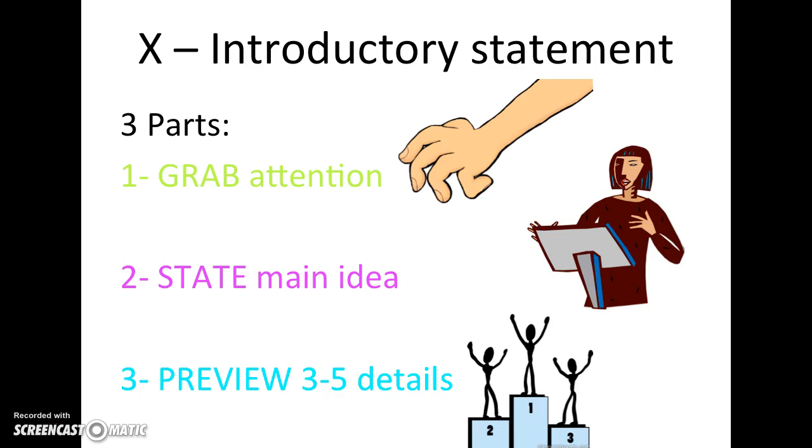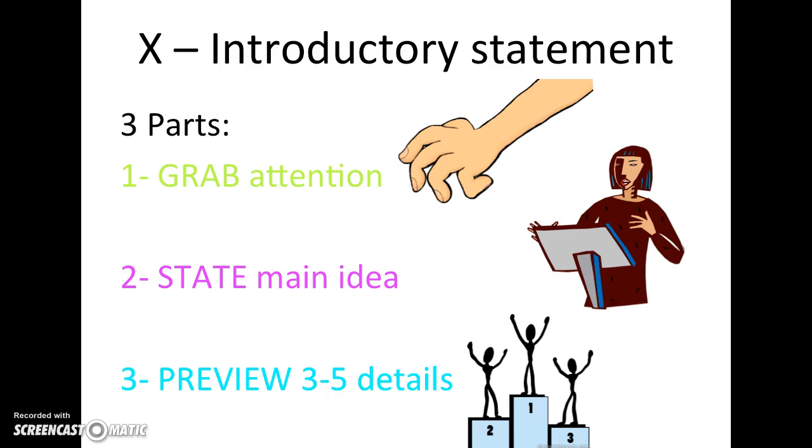Our introductory statement has 3 purposes, 3 parts. 1 is to grab attention. Now you should always remember this one because your language arts teacher has the last name, at least for now, of Grab. So I hope that you can at least remember that. If you forget, you can always look up at the front of the classroom or the back of the classroom, wherever I'm standing that day, and say, who's that lady? Oh yeah, that's Miss Grab. The very first part is grab attention.